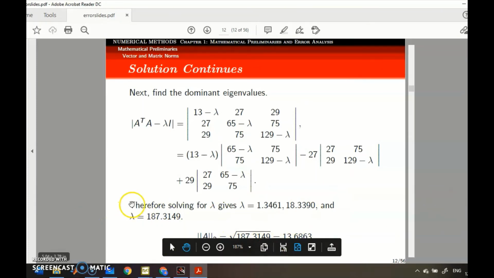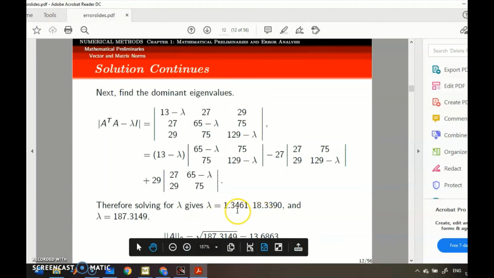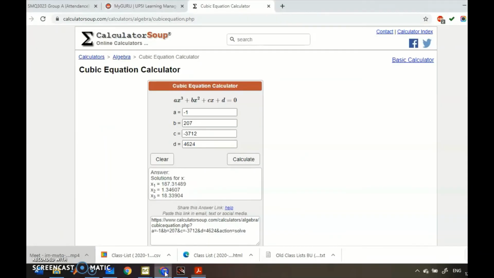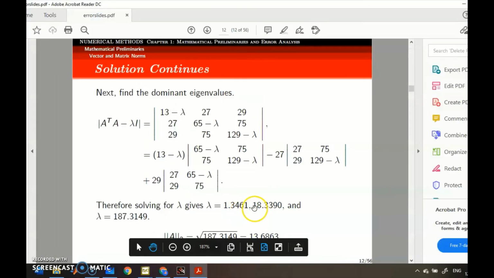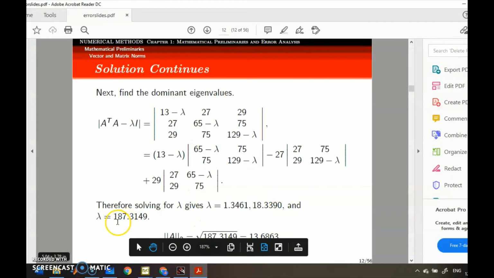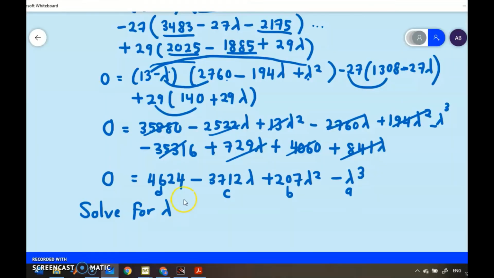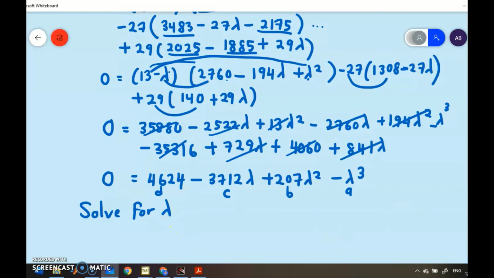Therefore, solving for lambda gives lambda equals 1.3461. We have it here. And then we also have 18.3390. Okay, it's given up to 4 decimal places. And then we also have 187.3149. There you go. Okay, so we have found the solution for lambda.